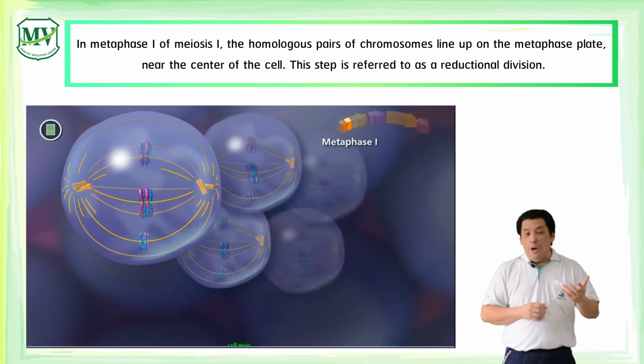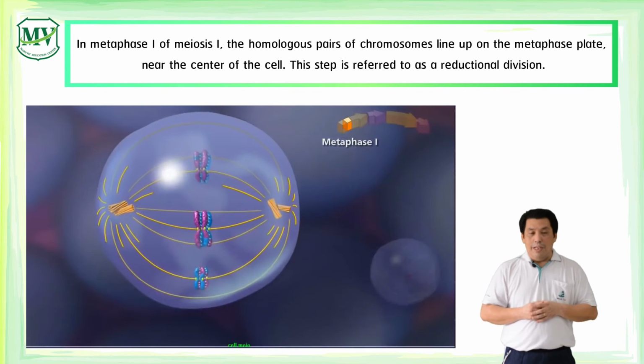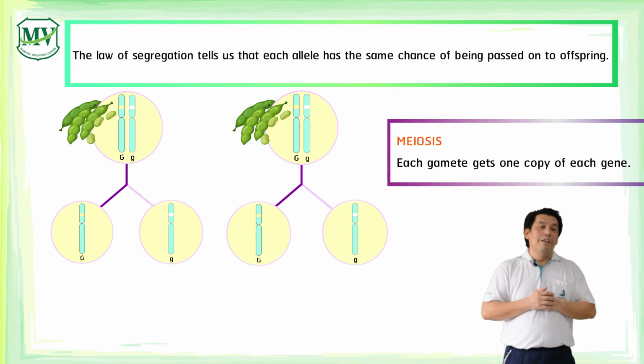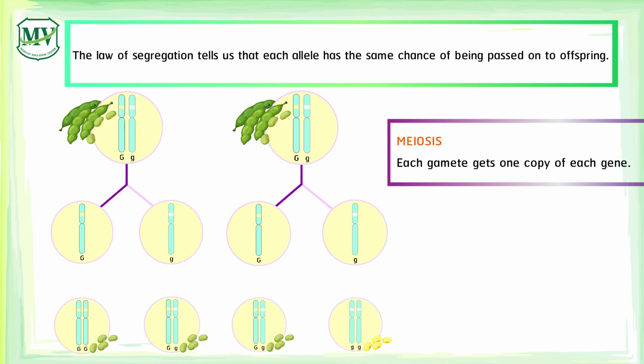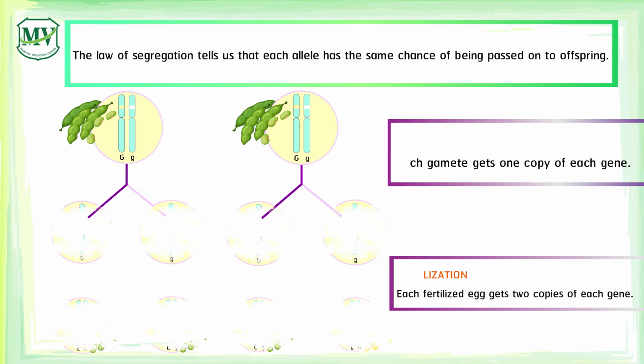There is no order upon which side the maternal or paternal chromosomes line up. This process is the molecular reason behind the law of segregation. The law of segregation tells us that each allele has the same chance of being passed on to an offspring. In metaphase 1 of meiosis, the alleles are separated, allowing for this phenomenon to happen.